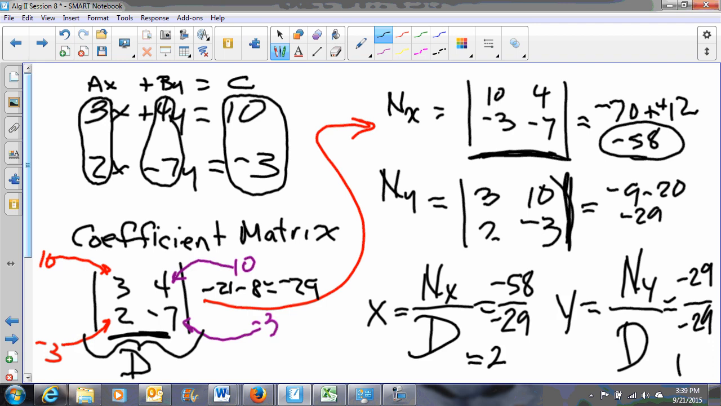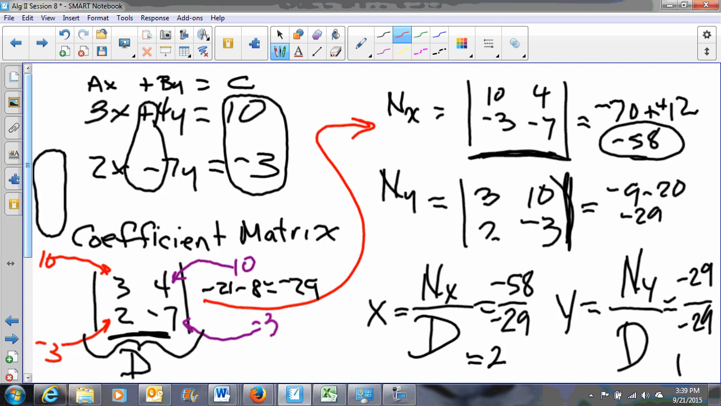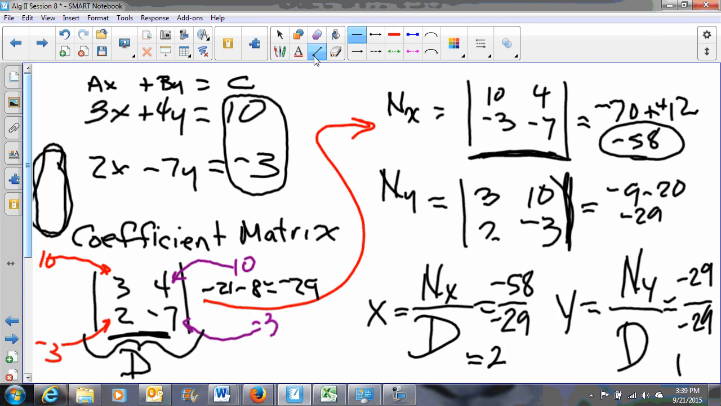Now, let's just check and see if this makes any sense. If x is 2 and y is 1, 3 times 2 is 6, 4 times 1 is 4, and 6 plus 4 is 10. 2 times 2 is 4, minus 7 times 1 is 7, and 4 minus 7 is negative 3. So that actually does solve the system of 2 equations in 2 variables. Now that's pretty cool.